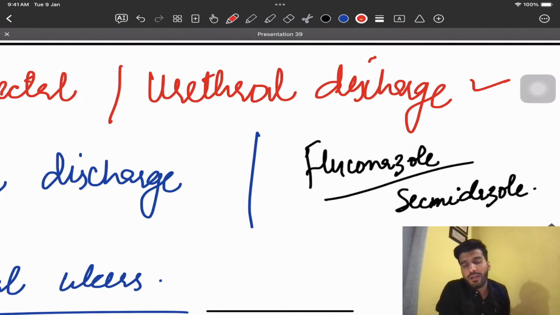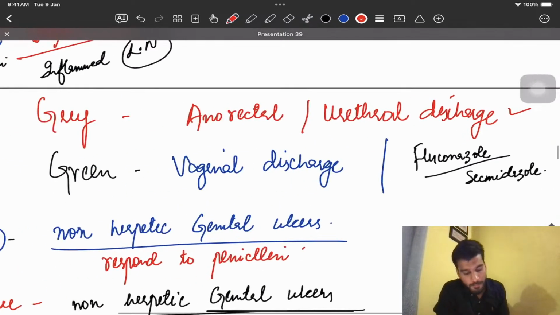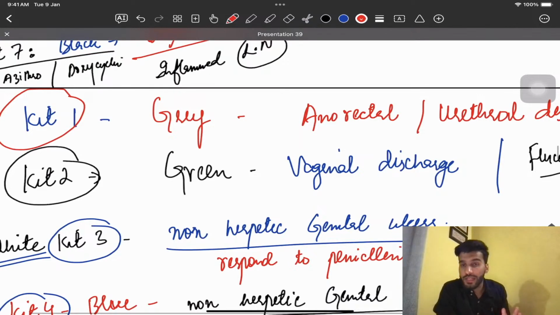For example, if the patient is coming with a vaginal discharge, a greenish frothy discharge, you will go with bacterial vaginosis. If you have a curdy discharge, you go with candidiasis. We are not diagnosing them properly, we are just getting to know that the patient is complaining of vaginal discharge, and we are giving the treatment. So kit 2 green color, vaginal discharge.